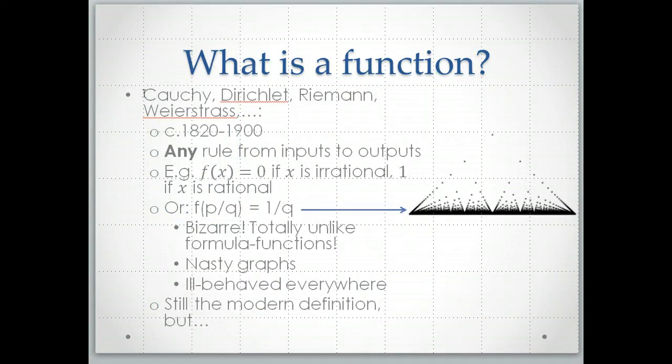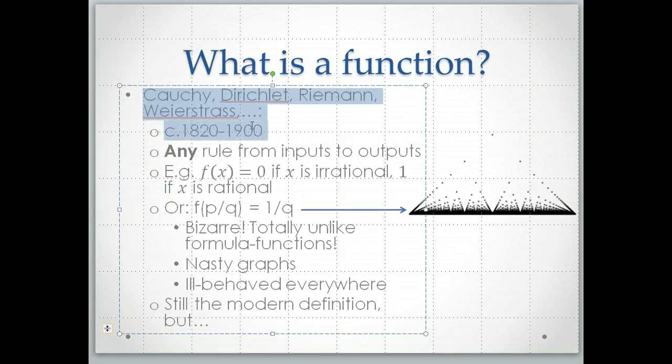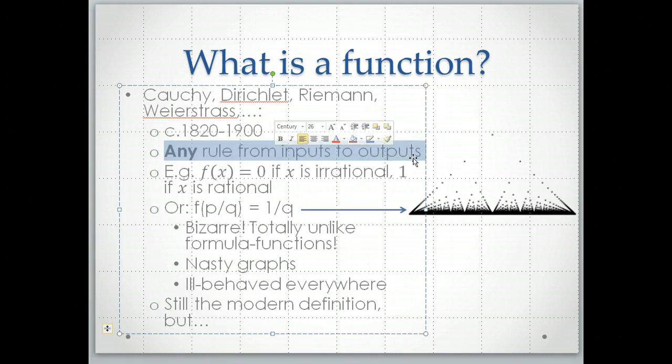So in the 19th century, very much prompted by the Fourier ideas, Cauchy, Dirichlet, Riemann, and Weierstrass, and many others, but these are probably the primary four to pick out, they redefined what a function meant in a very drastic and important way. They said a function is going to be any rule that takes a number as an input and produces a number as an output.